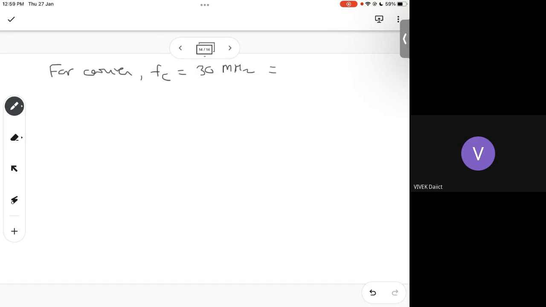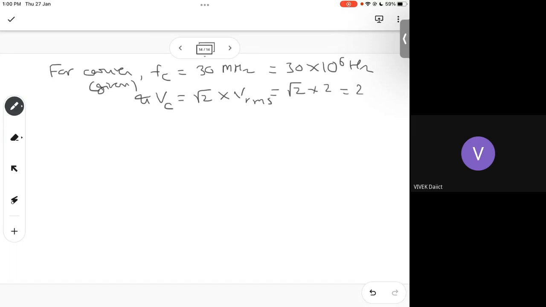Okay, so we normally convert into hertz, so it becomes 30 into 10 to the power 6 as given, and VC is equal to under root 2 into VRMS, which is right here. So that turns out to be under root 2 into 2, so that is around 2.8 volt. Okay, so that becomes my expression for VC.